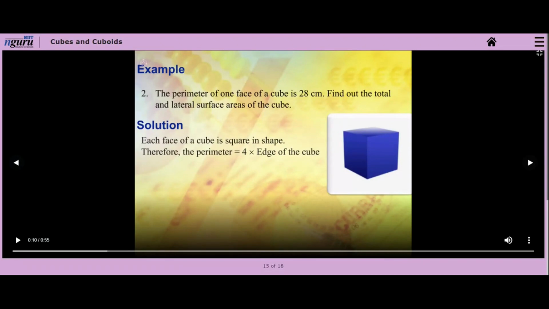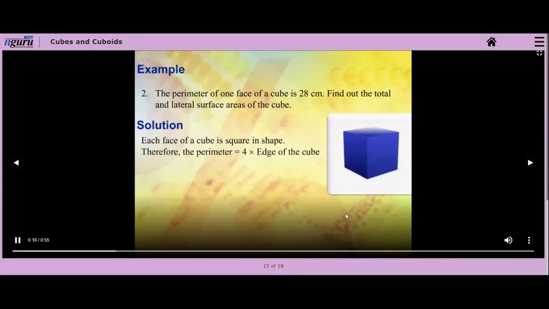What is your answer? What is A? Edge of the cube? Ma'am, 7. Then total and lateral surface area and total surface area: 6A squared, 4A squared. Total surface area is 343. Ma'am, 6, ma'am. 343 you got. Ma'am, 294 centimeters square.